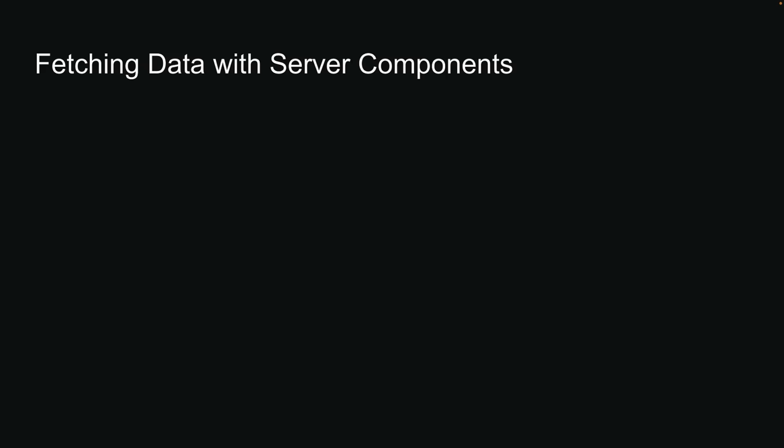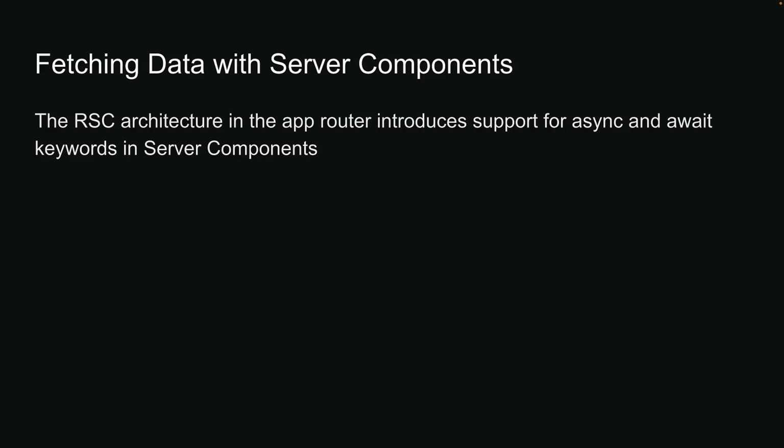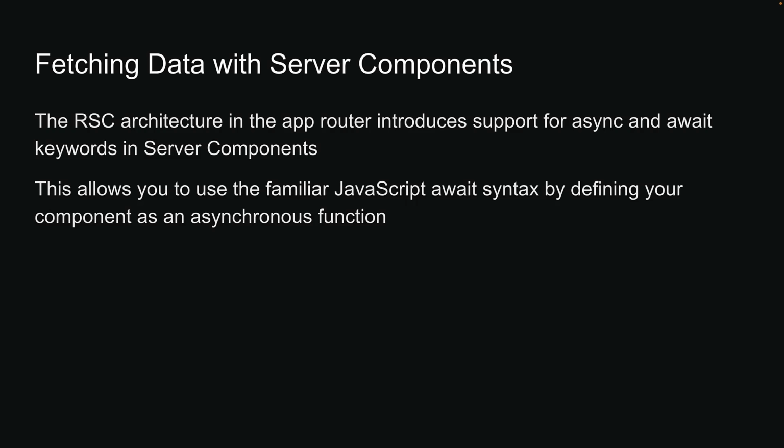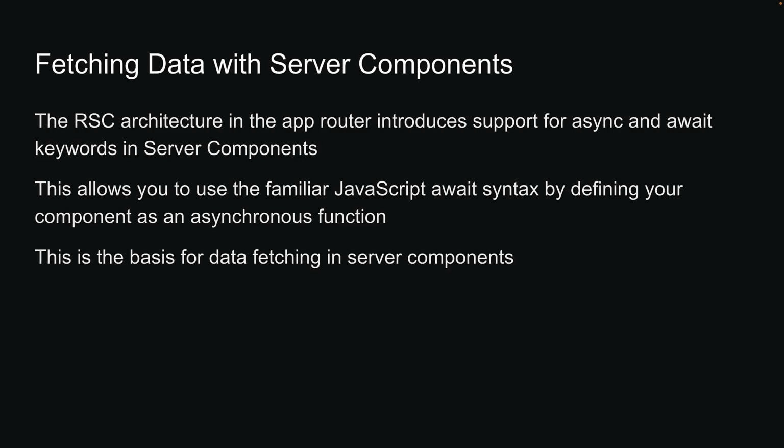In this video, we will learn how to fetch data with server components. You should know that the RSC architecture in the app router introduces support for async and await keywords in server components. This allows you to use the familiar JavaScript await syntax by defining your component as an asynchronous function. This is the basis for data fetching in server components.